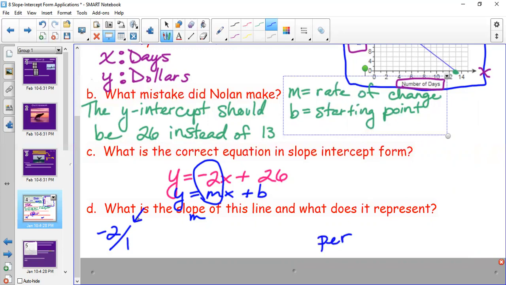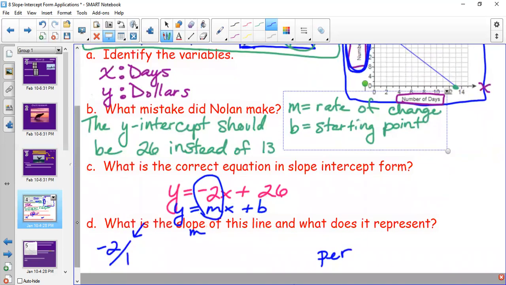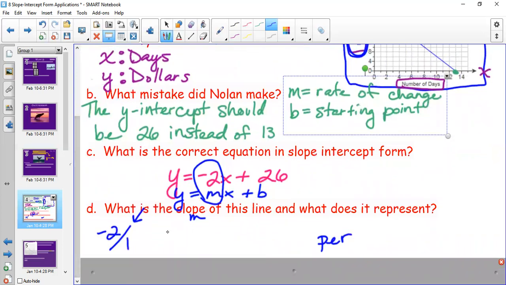Okay, so we see negative 2, so something's dropping 2. And if I look at my y-axis, because that's my rise over run, the number of dollars is dropping. And that's because if you look at the situation, it says Nolan spends, which means negative, $2 per, and you can say 1 day, or you could just say per day.